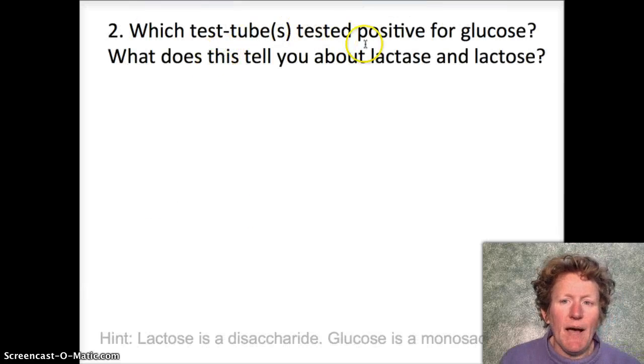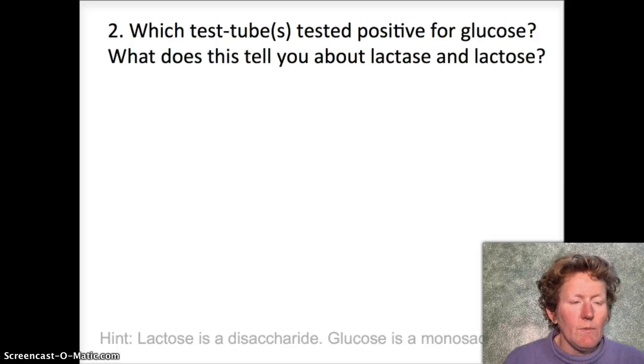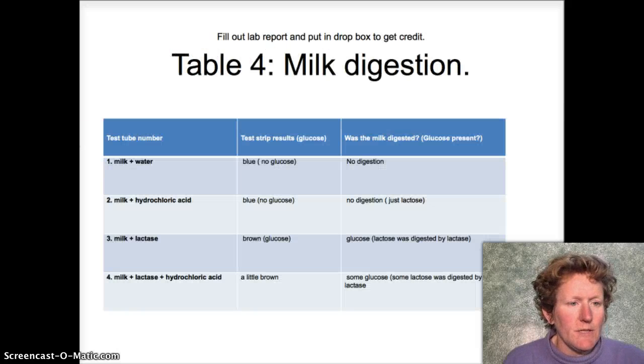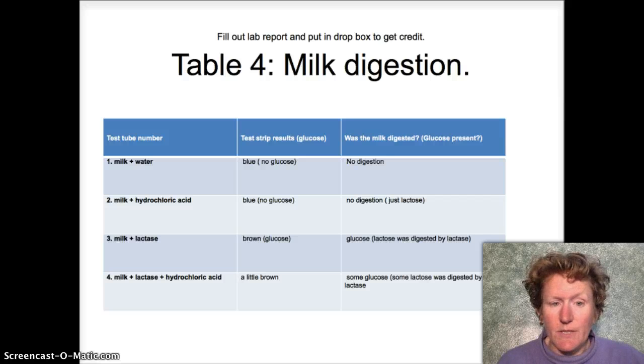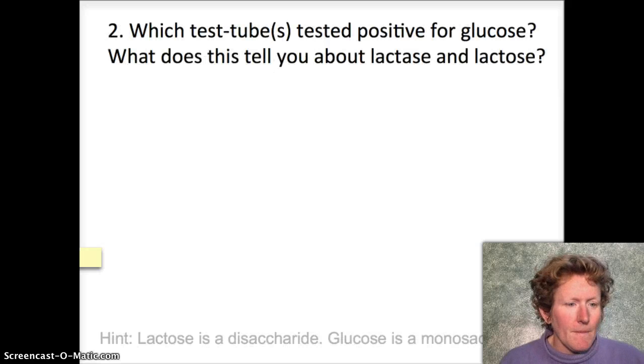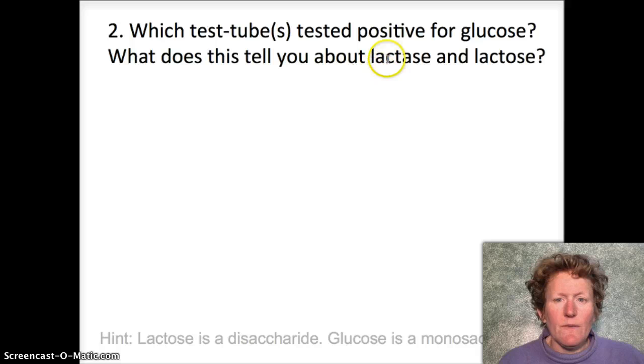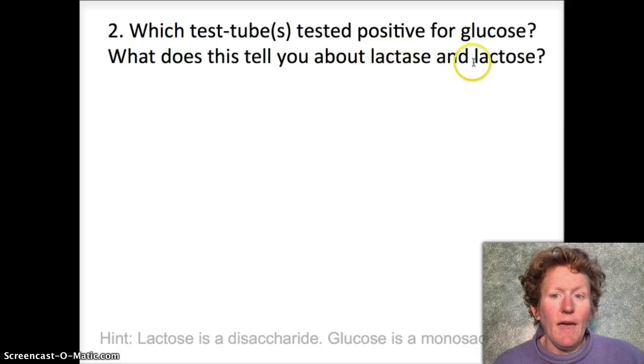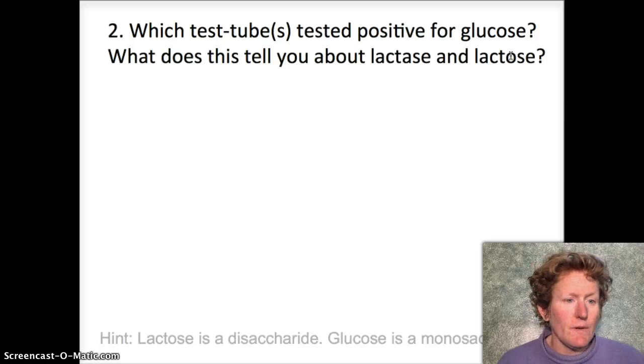Which test tubes tested positive for glucose? And what does this tell you about lactase and lactose? Well, we can go back to table 4 here on your lab sheet to answer question 2 and look at here. We know that there's no glucose here, there's just lactose in tubes 1 and 2, and in tubes 3 and 4 we added lactase, and so we got some glucose digestion. And so we know that lactase, the enzyme, acts on lactose, the sugar.